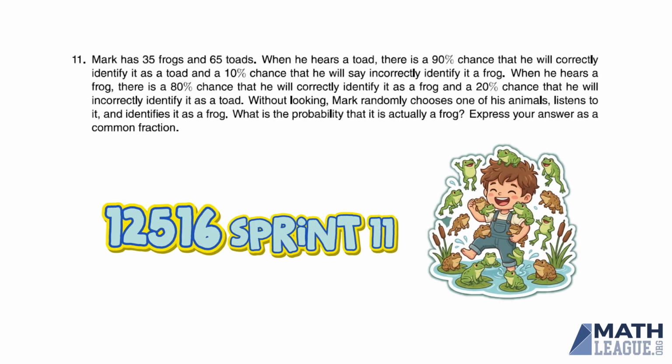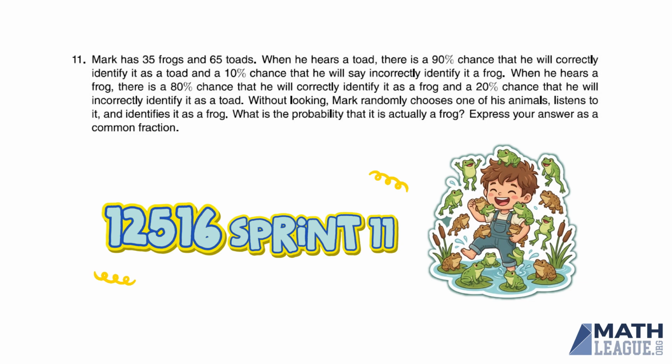The question says, Mark has 35 frogs and 65 toads. When he hears a toad, there is a 90% chance that he will correctly identify it as a toad, and a 10% chance that he will incorrectly identify it as a frog. When he hears a frog, there's an 80% chance that he will correctly identify it as a frog, and a 20% chance that he will incorrectly identify it as a toad.